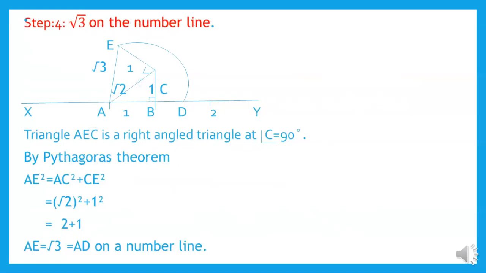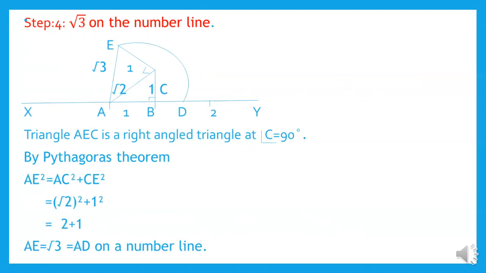In next step, root 3 on a number line. So in the previous step, we drew a 90 degree at B. Now you can draw a 90 degree at C. How is it done? It is very simple. Draw a perpendicular to the AC at point C, and point E. Then you can join AE. Now AEC becomes a right angle triangle. Why is it? Because angle C is equal to 90 degrees. Then once again you can apply the Pythagoras statement here. AE is your hypotenuse. AE square is equal to AC square plus CE square.